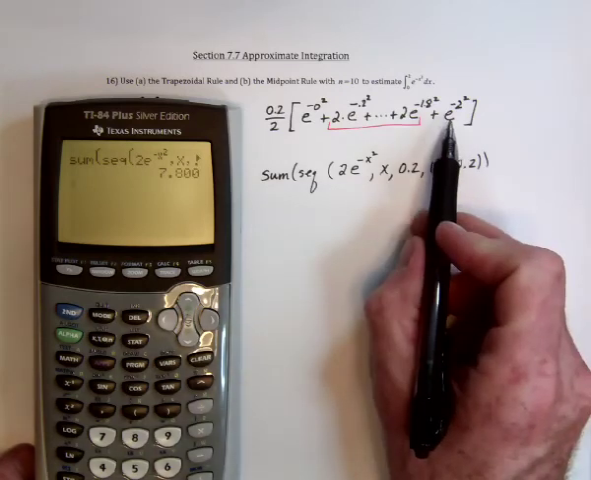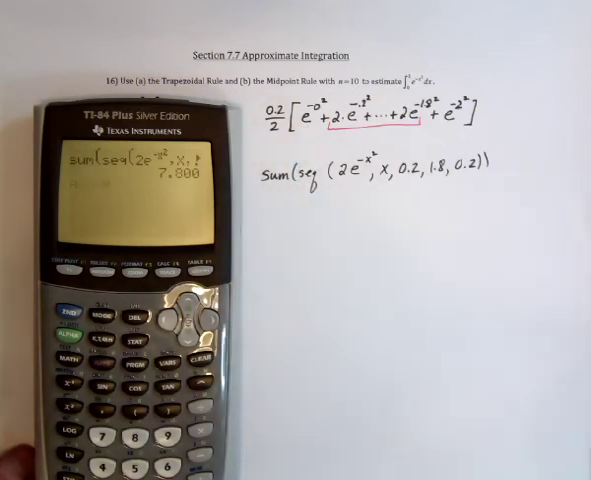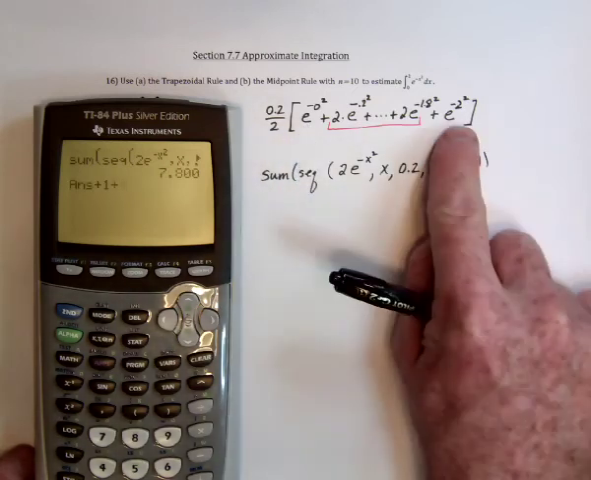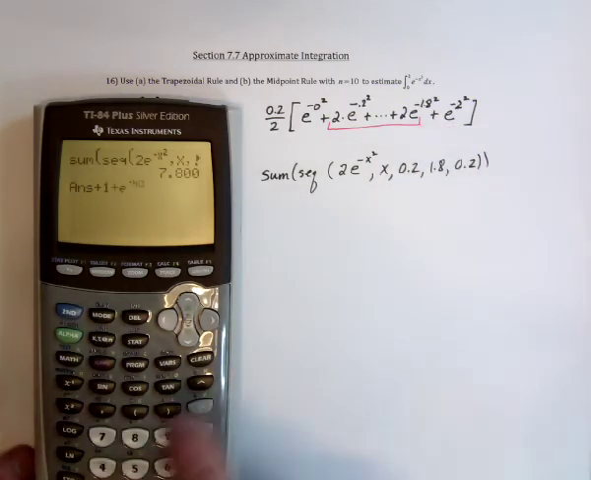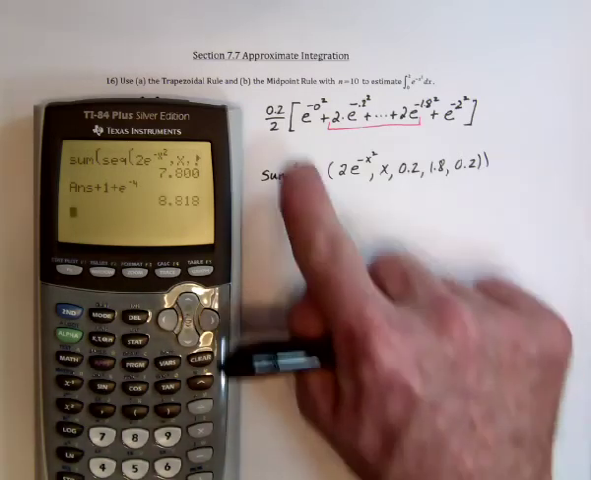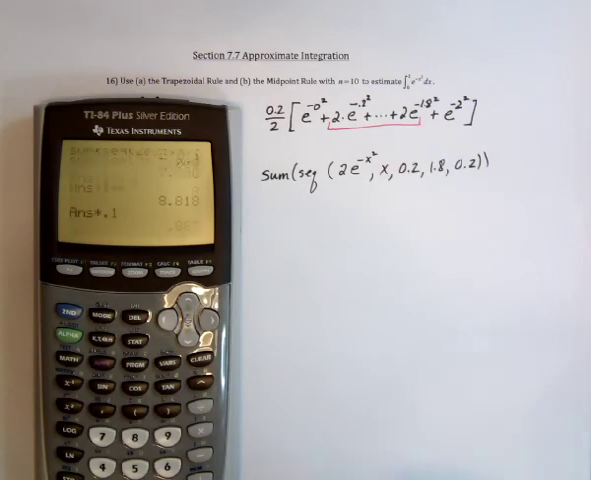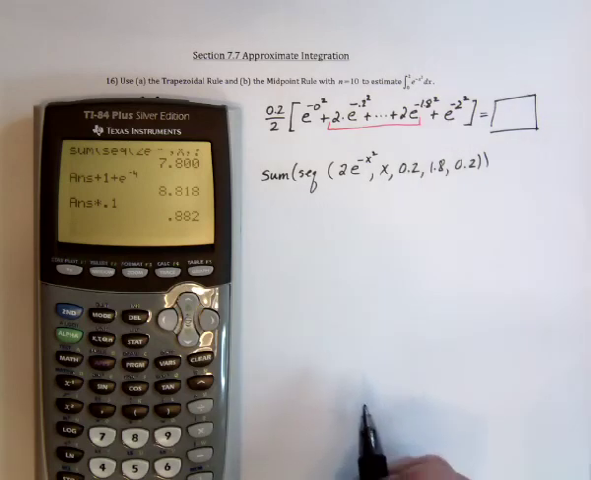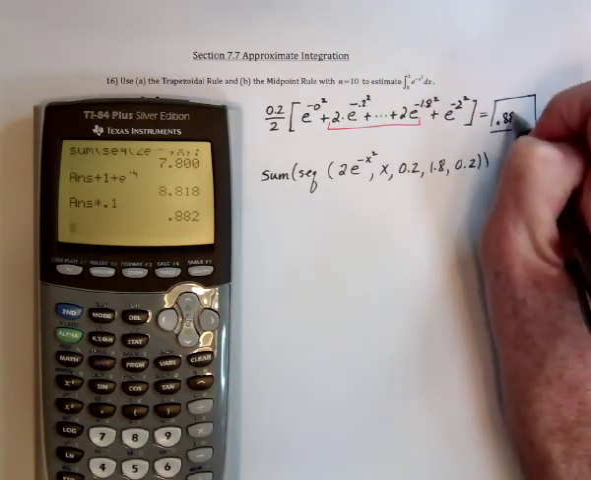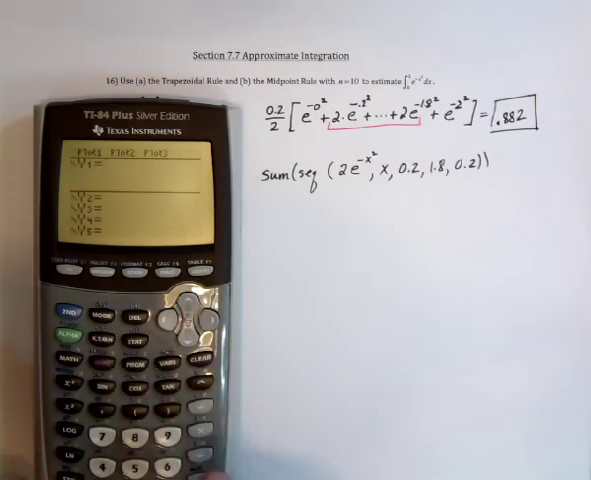Now keep in mind we still need to add this in and add this in. So this is e to the 0, which is 1. And then this is e to the negative 4. So an 8.818. We still need to do this part, which is 0.2 divided by 2, which is 0.1. So then multiply by 0.1. And finally, the answer is 0.882. I could quickly verify and see if that's correct by graphing.